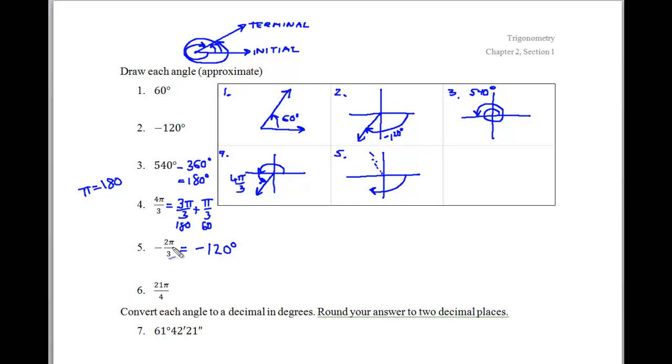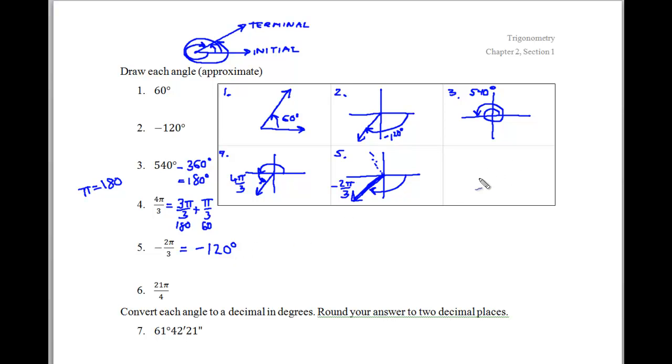Or to think of it this way, pi over 3 was 60, so this would be 120 degrees in the negative rotation, so negative 120. You'll notice this is the same angle as problem number 4. So this is a negative 2 pi thirds, which is the same thing as the 240 degree rotation.